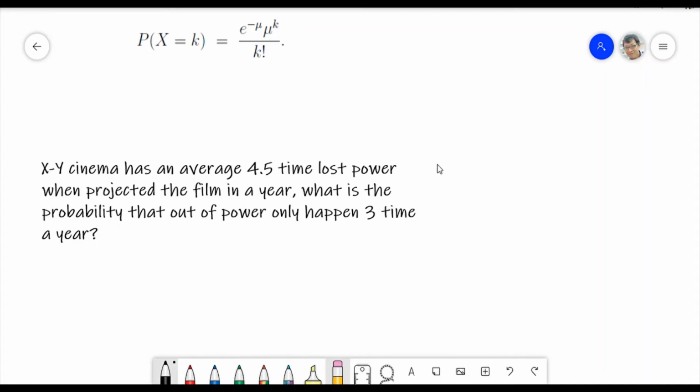The fewer power losses happen, the better for the operation of the cinema. For this cinema XY, they have 4.5 power losses per year. And then my question is, what is the probability that the power goes out only 3 times a year?